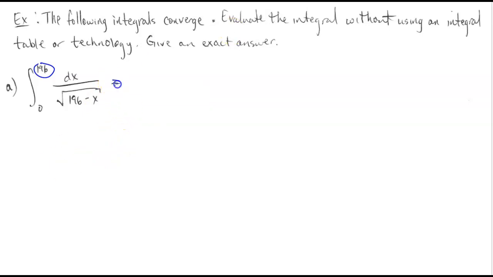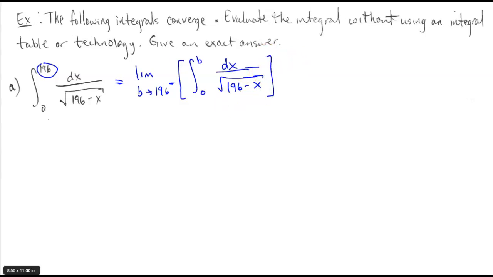So here we know that this 196 is the problem. So what we're going to do here is take the limit as b approaches 196, and since this is the upper limit, we're going to approach it from the left-hand side. And we're just going to integrate from 0 to b of dx over square root of 196 minus x.